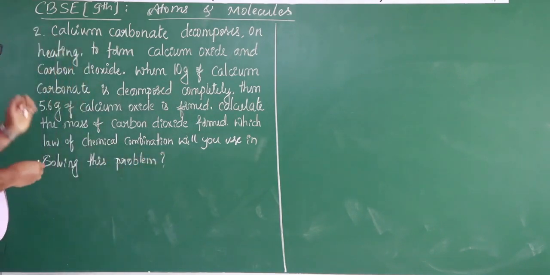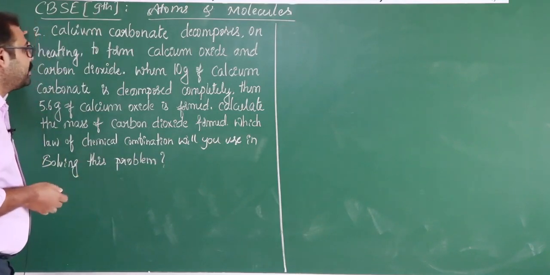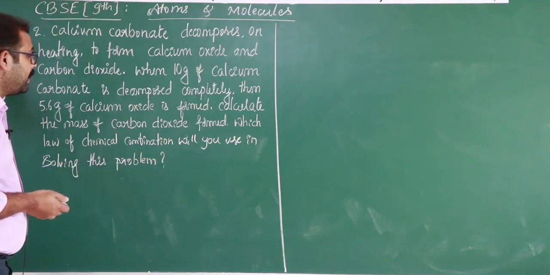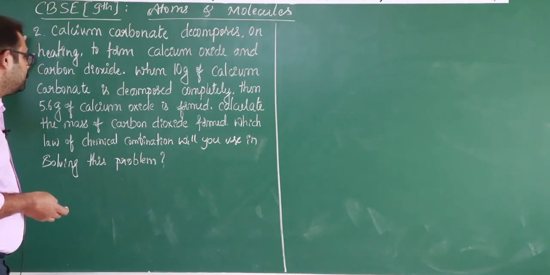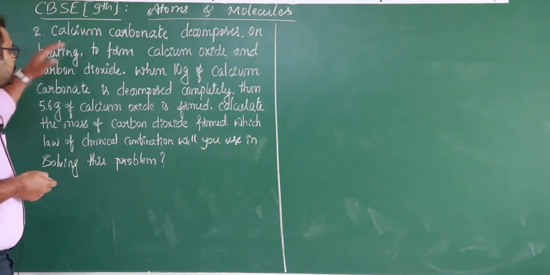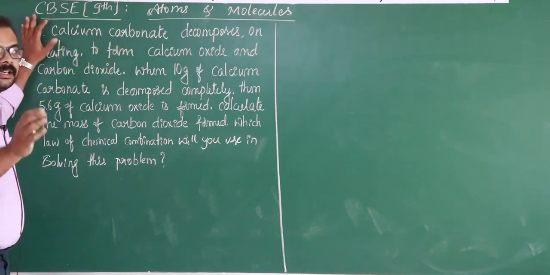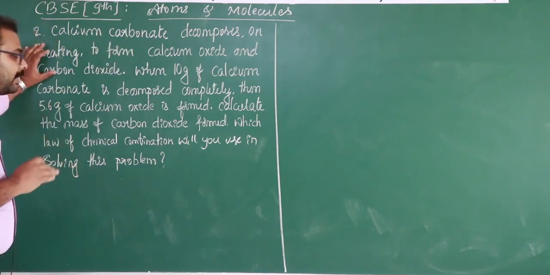Okay. Now let's see the problem. Calcium carbonate decomposes on heating to form calcium oxide and carbon dioxide. Okay, they have given that. So in this we have to observe what are the reactants and the products. As they are giving that, calcium carbonate decomposes means calcium carbonate here is the reactant, and the products are calcium oxide and carbon dioxide.